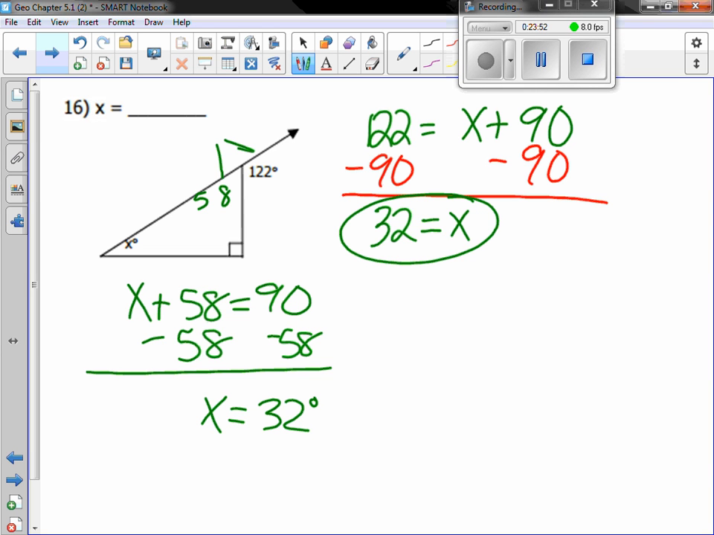Is it a little bit easier to use the exterior angle theorem on this? Yeah, it still works the same. We get the same answer. It's just a little bit easier. Any questions on any of this here?